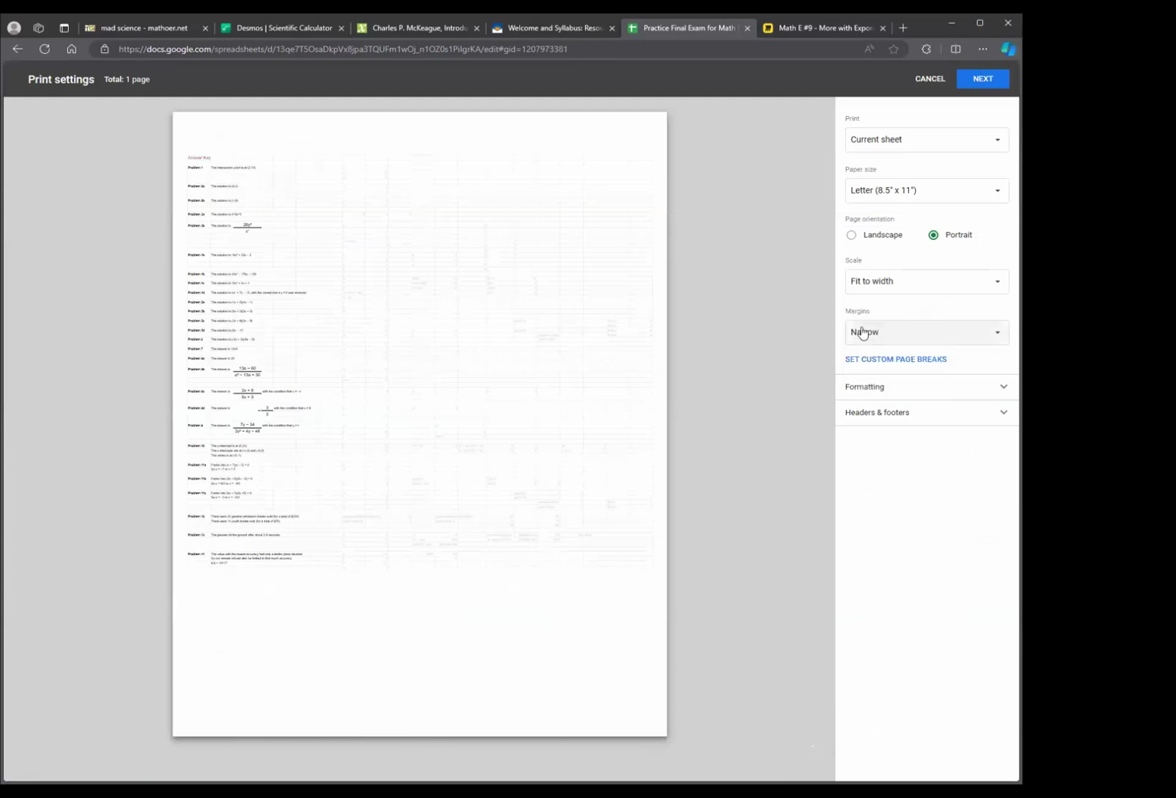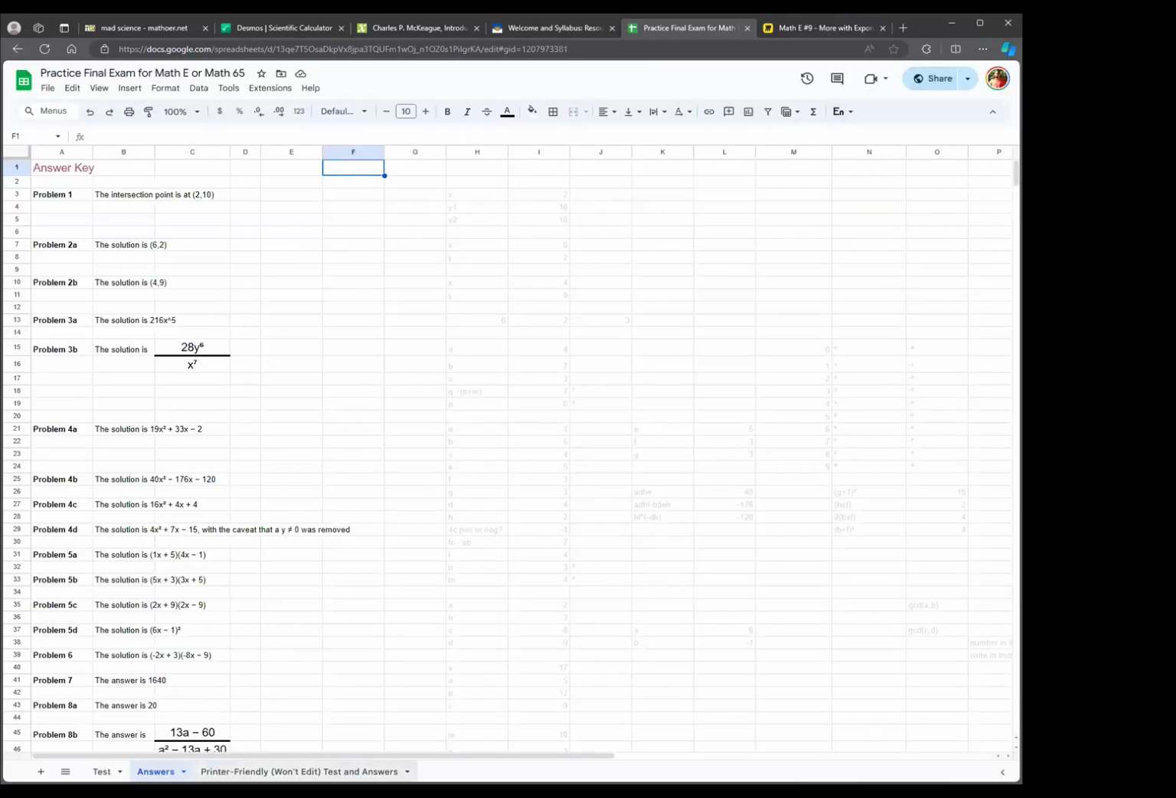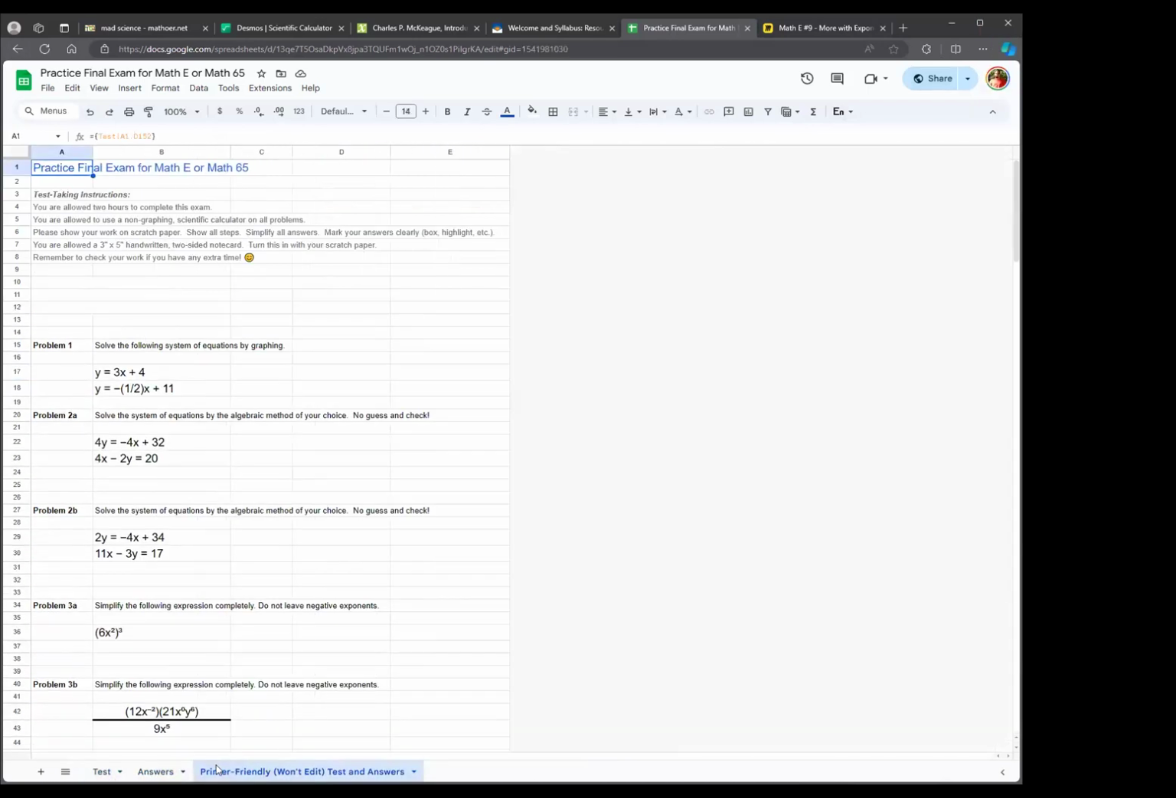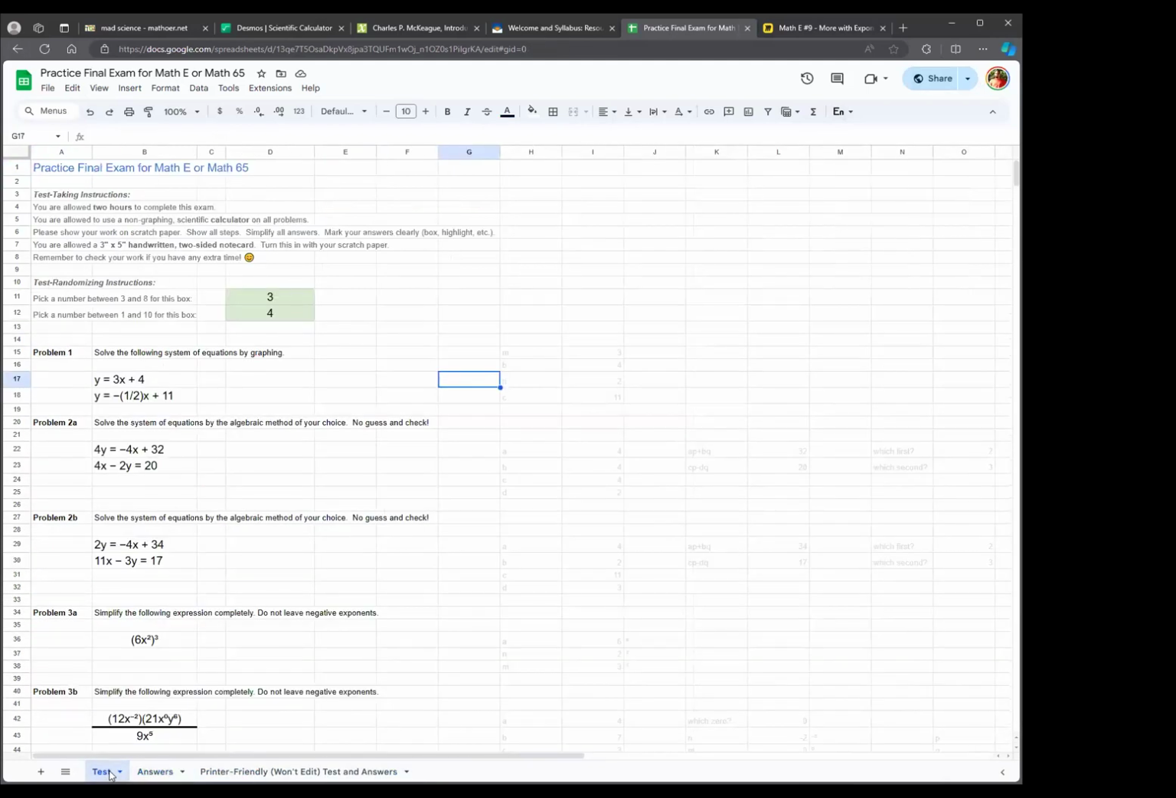Different tabs. I'm trying to see where. Will you go back a page? Test, answers, printer. Oh, at the bottom. There it is. Okay. Test, answers. Yep. Okay. Thank you.